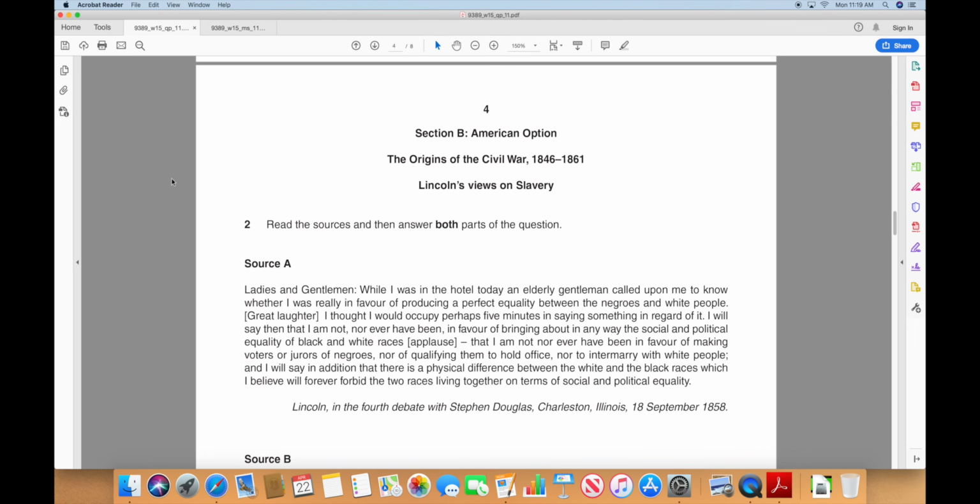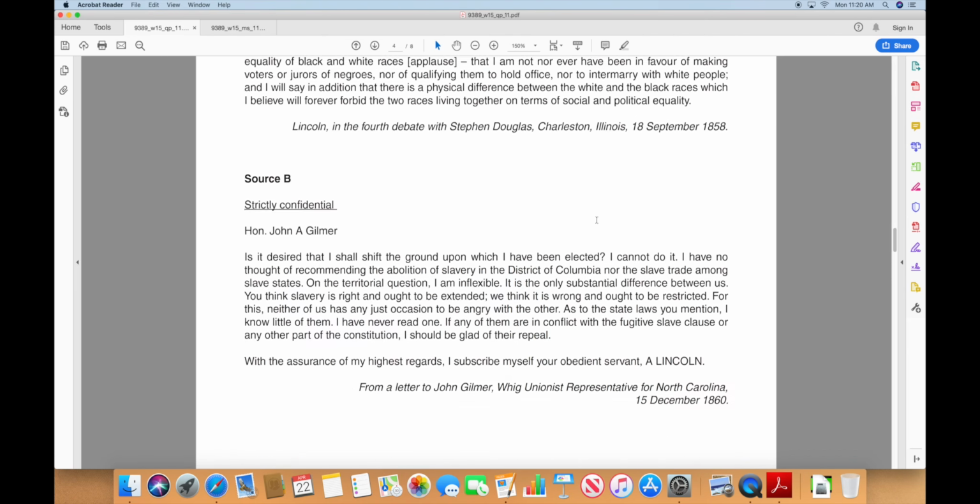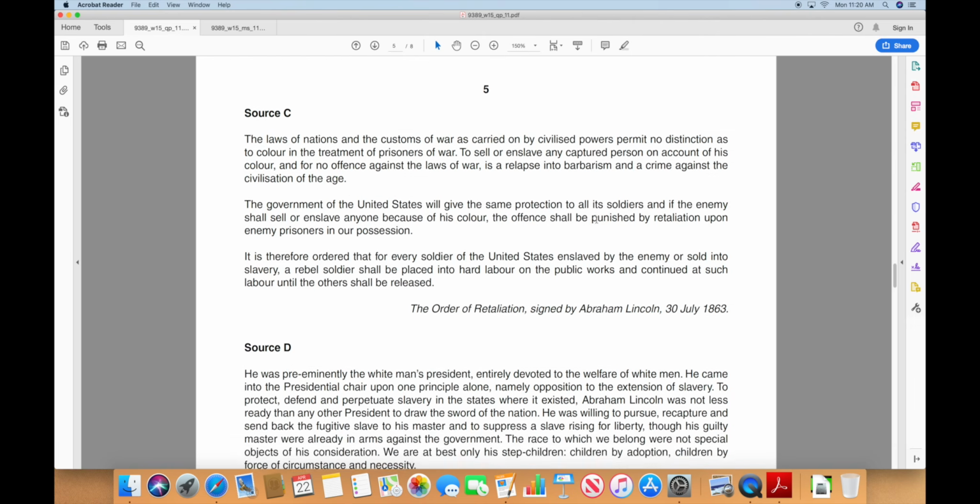So our topic here up at the top, it's the American option. The American option, your paper 1 is the origins of the Civil War from 1846 to 1861. And our subtopic here, so what specifically these sources are about, are Lincoln's views on slavery. So we've got all 4 sources here, but before I even read that, I need to figure out which sources I need to look at for question A.